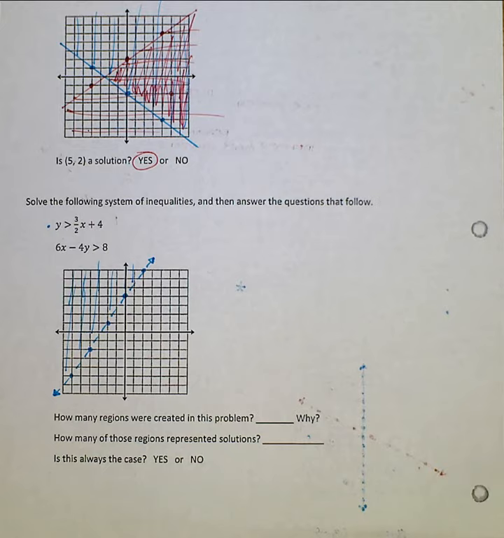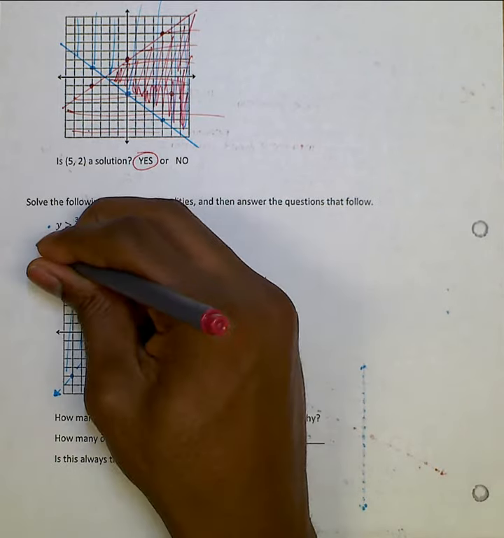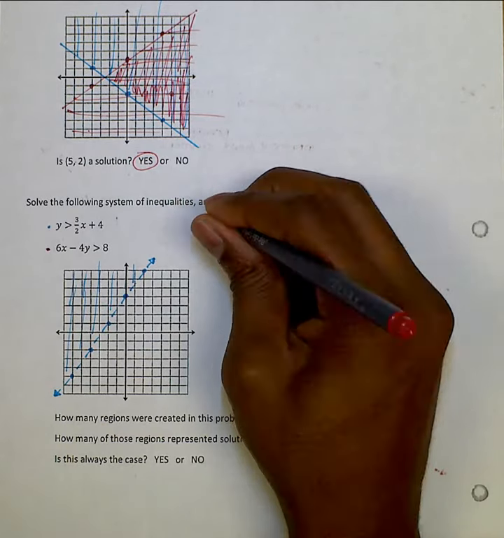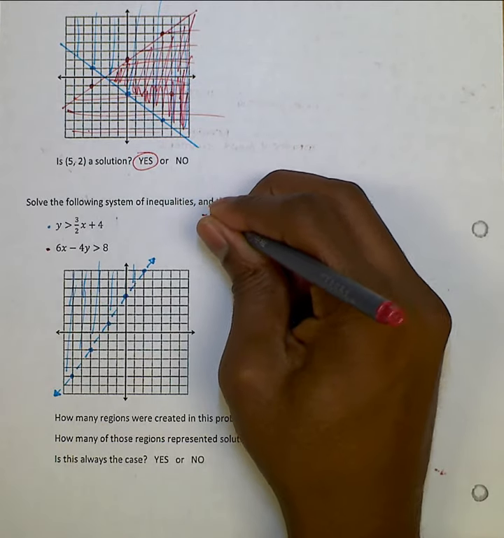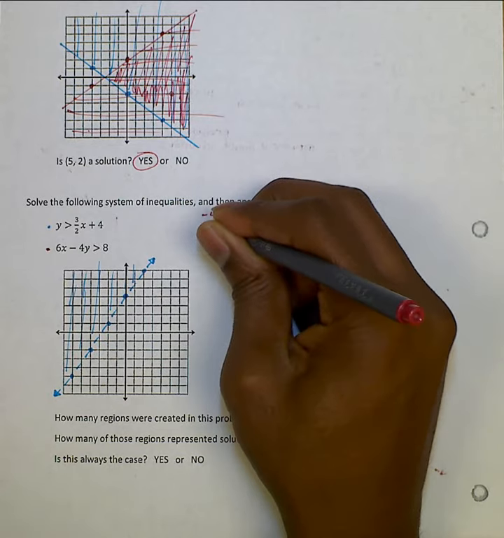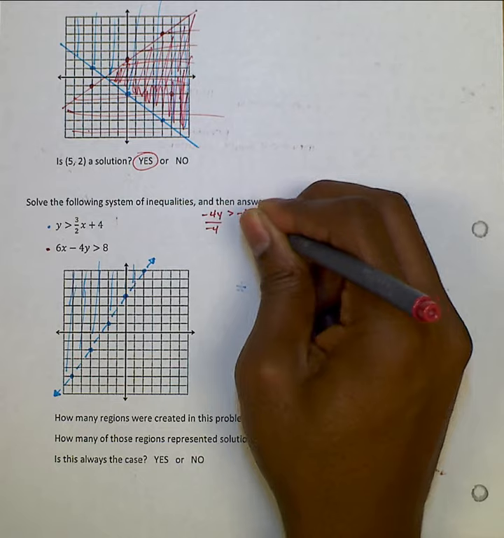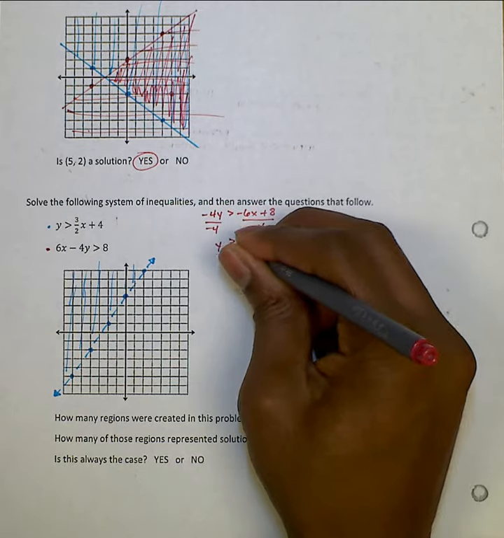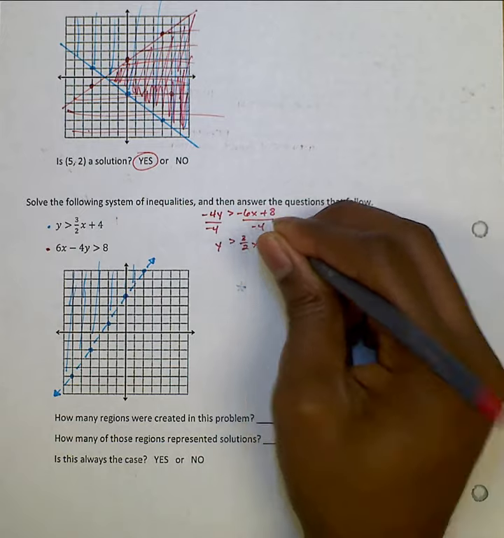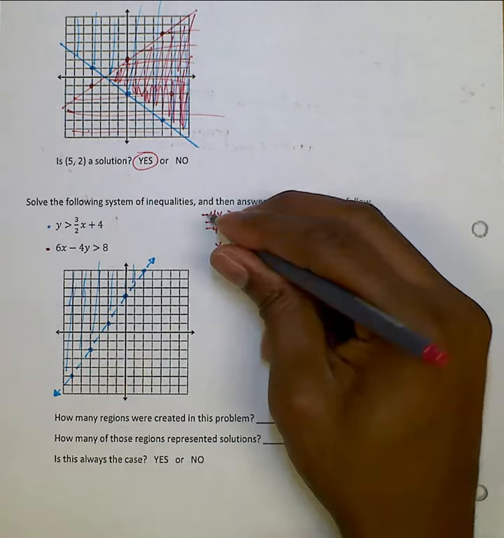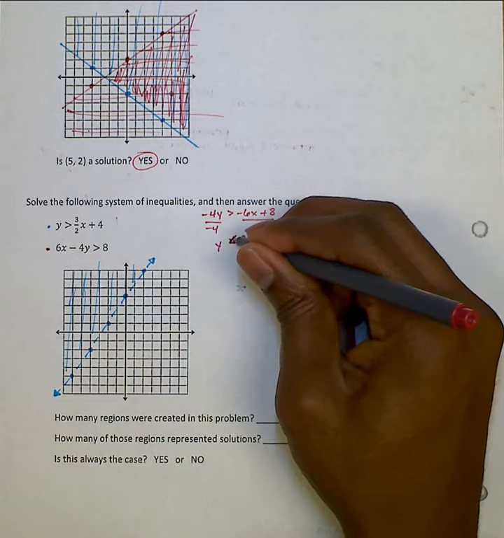All right. Second line is not in slope-intercept form, so I want to get it there. I want to subtract 6x from both sides. -4y is greater than -6x plus 8, divided by -4. And so I get y is greater than 3/2 x minus 2. Okay, again, we divided by a negative, so I need to make sure I flip my sign.